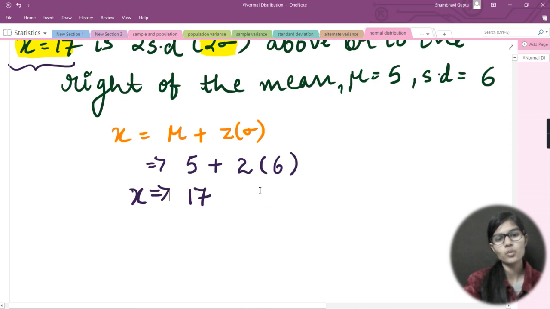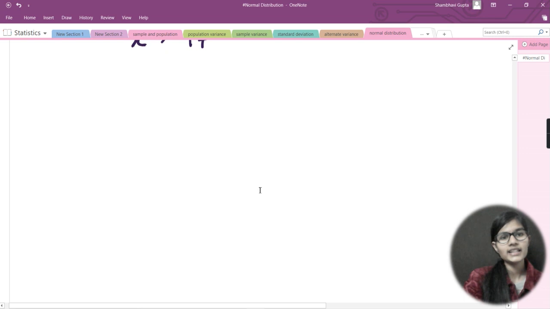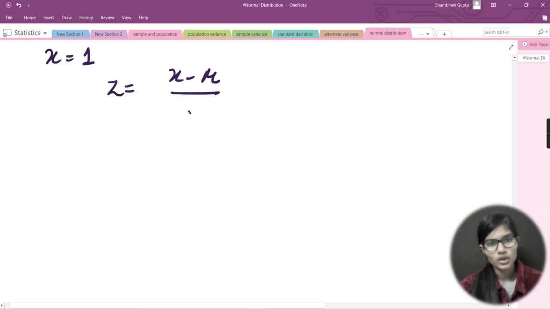Now let's do one more test case, and this time let me take the value of x equal to 1. Now I want to perform all the formulas which I was dealing with. So I would simply write z is equal to x minus mu upon sigma. So the value for x is 1, because I have taken 1 here, minus mu is 5 and this is 6.